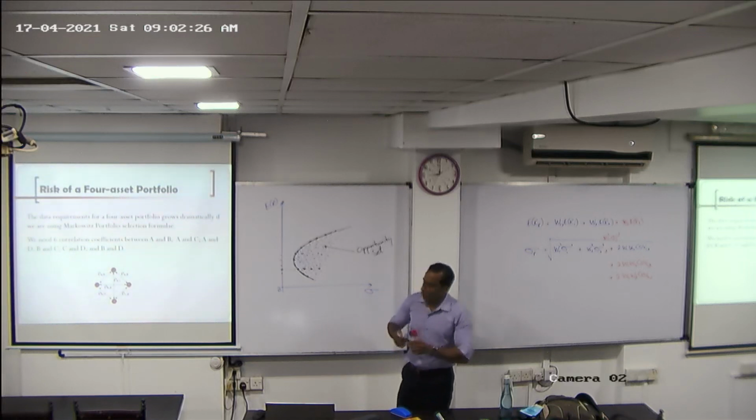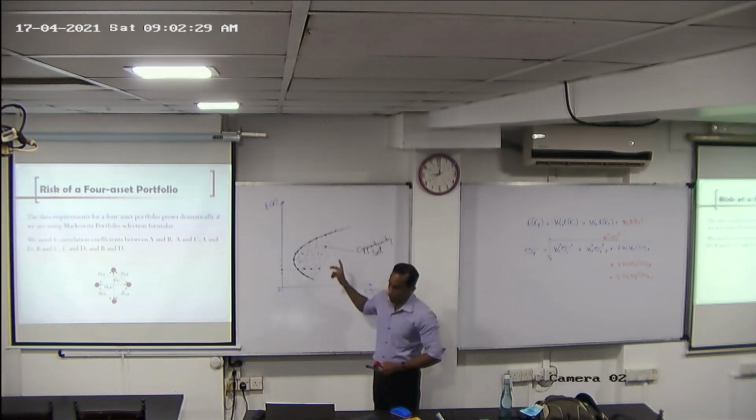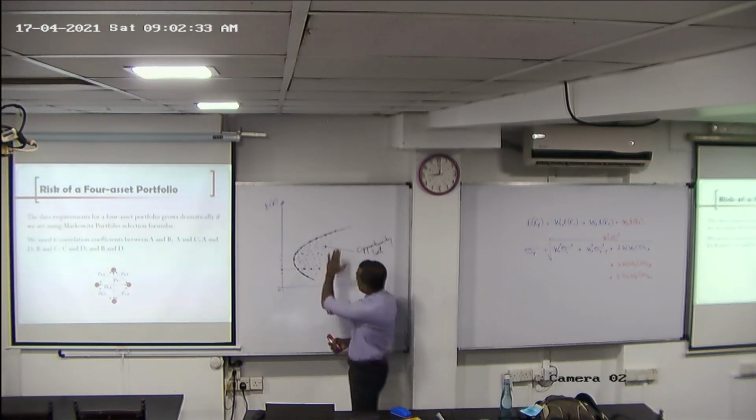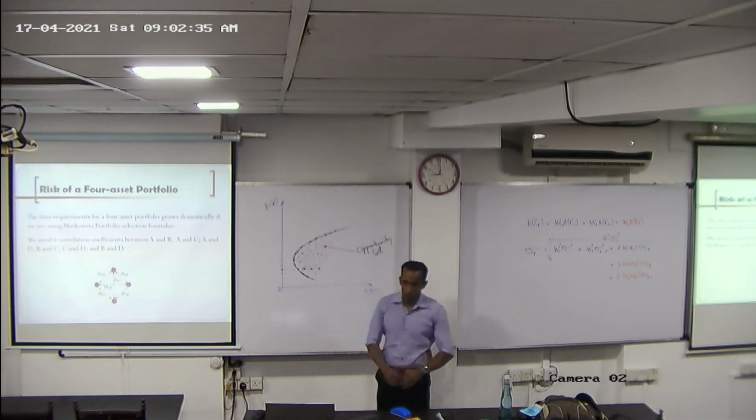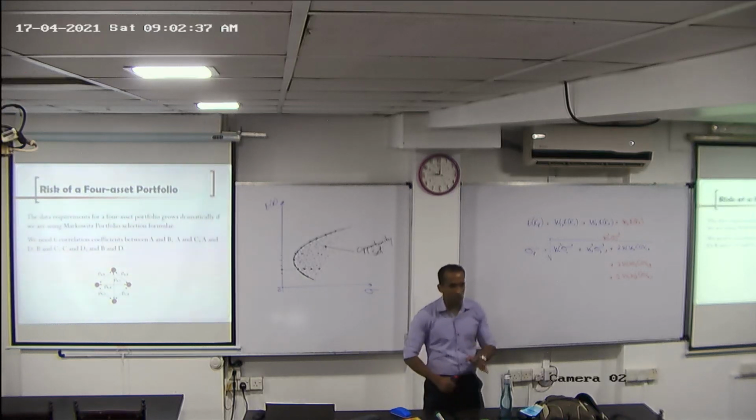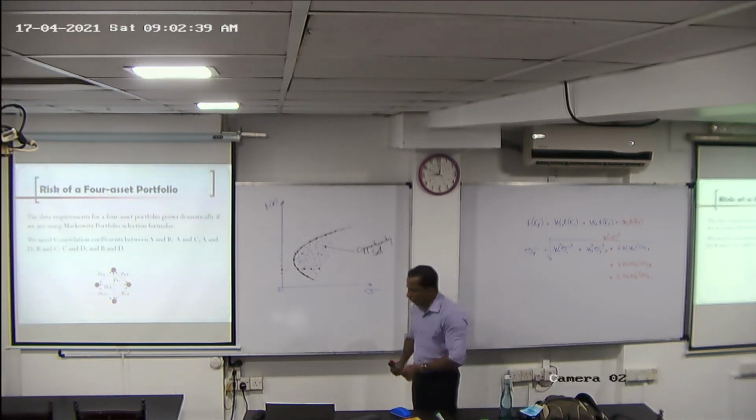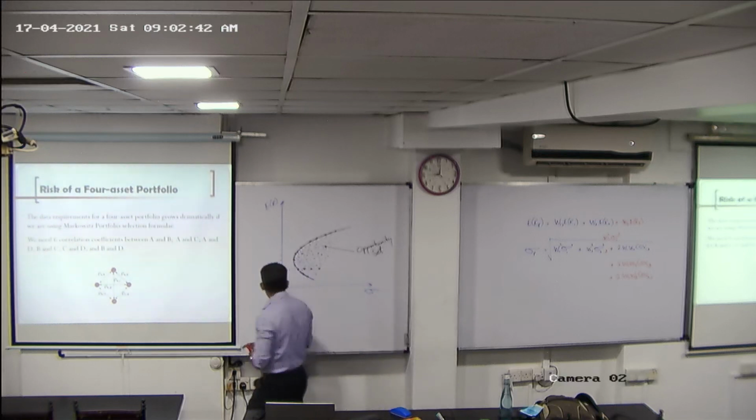Is that clear? Portfolios on the curve are better than the portfolios inside the curve. Why? These portfolios have the lowest risk for a given level of return. For any given level of return, these portfolios have the lowest risk. Then the next point.